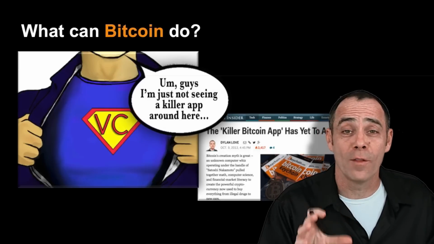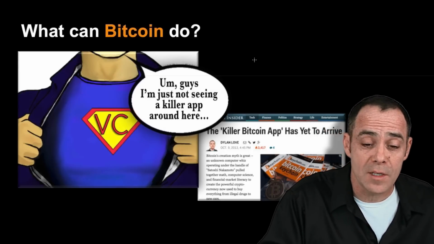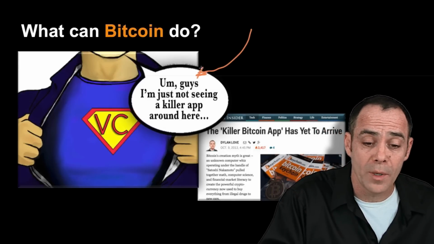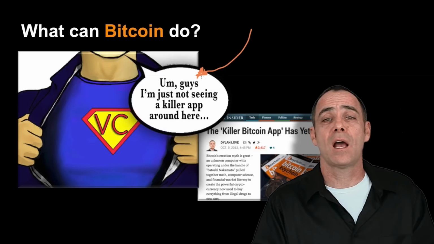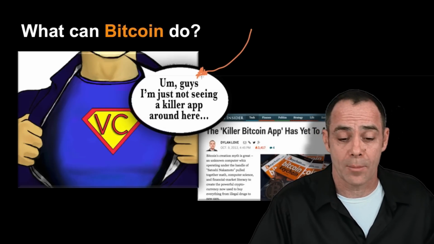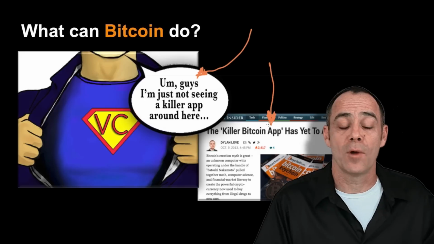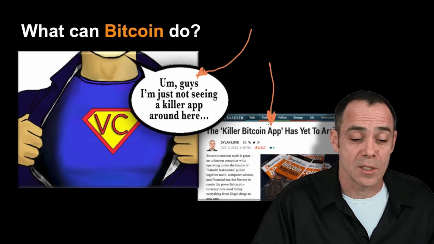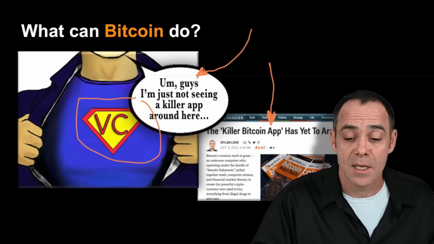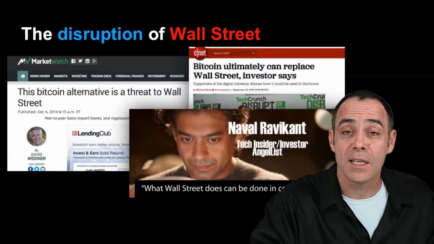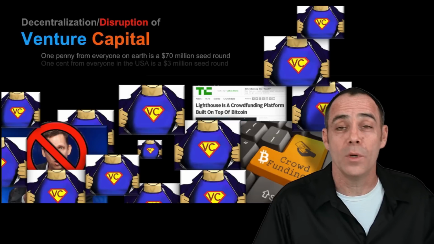And despite all this money that's pouring in, you're still hearing VCs saying this. Well, Bitcoin's pretty exciting as a technology. I'm just not seeing the killer app, right? People are writing articles. Well, the killer app for Bitcoin has not arrived. And what's really ironic about this, especially when you listen to VCs talking, is that the VC space in particular is where Bitcoin is coming really hard.